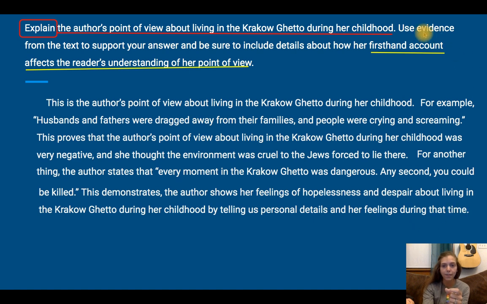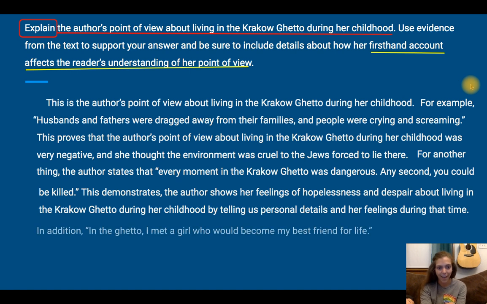Ooh, so there's my support of how that first-hand account affects the reader's understanding of that point of view. Yeah. In addition, now I did 3 pieces of evidence because if we're only writing one paragraph, you should definitely be including 3 pieces of evidence.